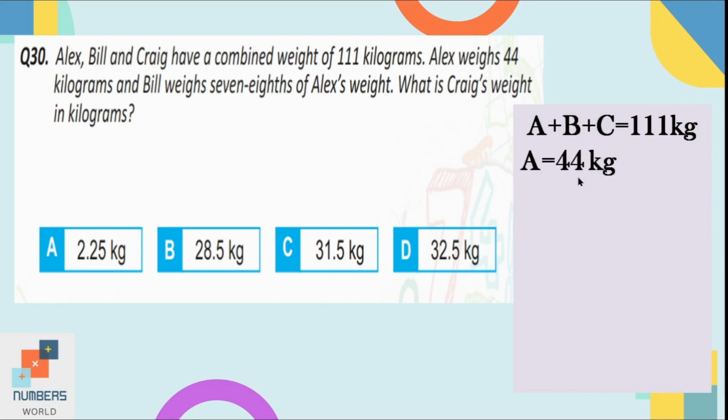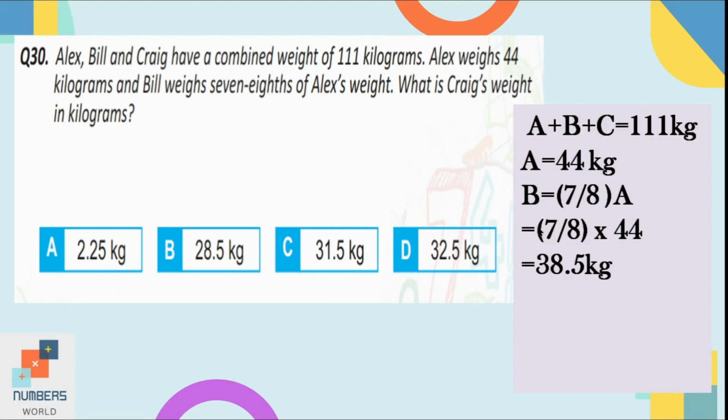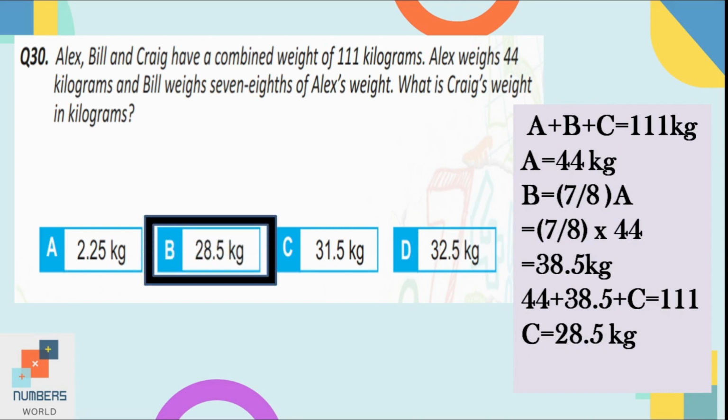The weight of Alex is 44 kilograms and the Bill's weight is 7 by 8 of Alex's weight. The value of Alex's weight is already known, which is 44 kilograms. We'll put it in the equation, and after solving it, we may say Bill's weight is 38.5 kilograms. Now we will put the values of A and B in the equation. Plus 44 and 38.5, and move the sum to the other side of the equal sign to subtract it out of 111. Then we will solve it, and Craig's weight is 28.5 kilograms. So option B is our correct option here.